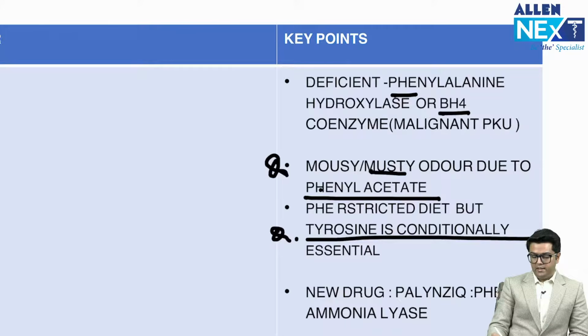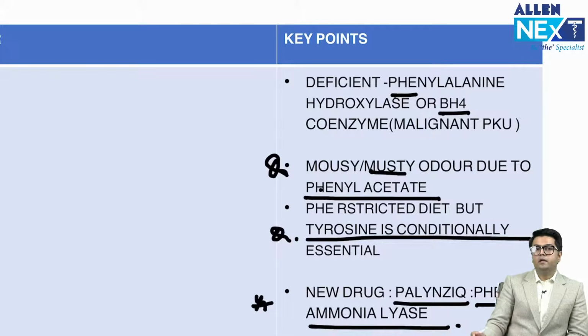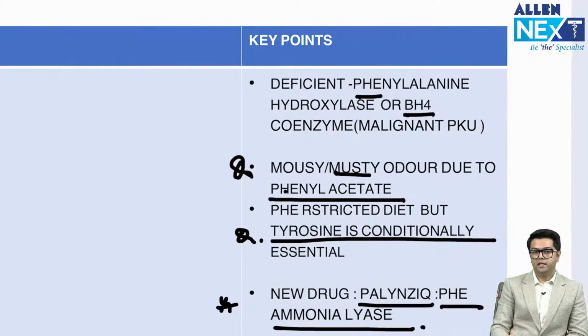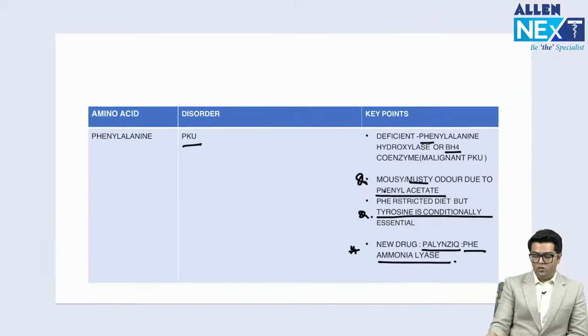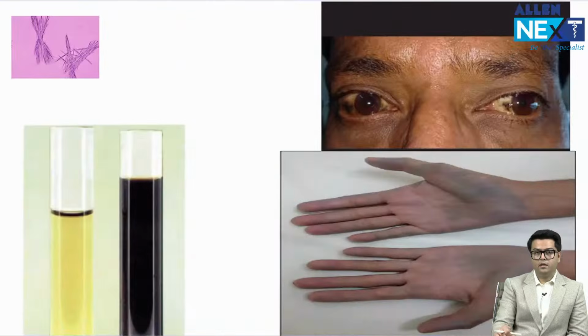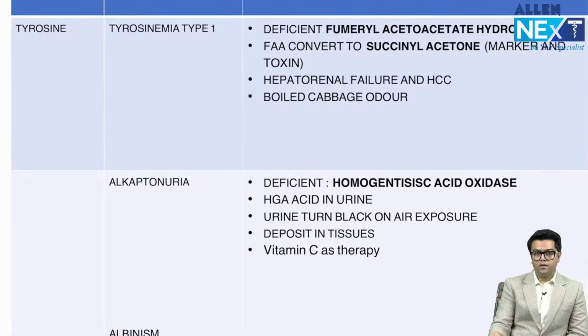Now, the latest drug which is used in this disorder is known as Palynziq, which is actually phenylalanine ammonia lyase. So this can be a new point in your MCQs, right? Clear? So phenylketonuria, this much you should know. These are the high yield points related with this topic, PKU. Now looking at the next amino acid, that is tyrosine.